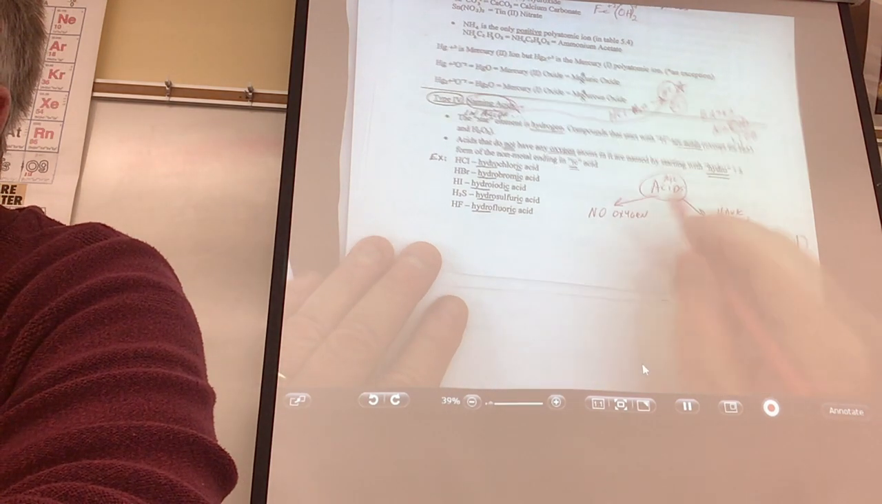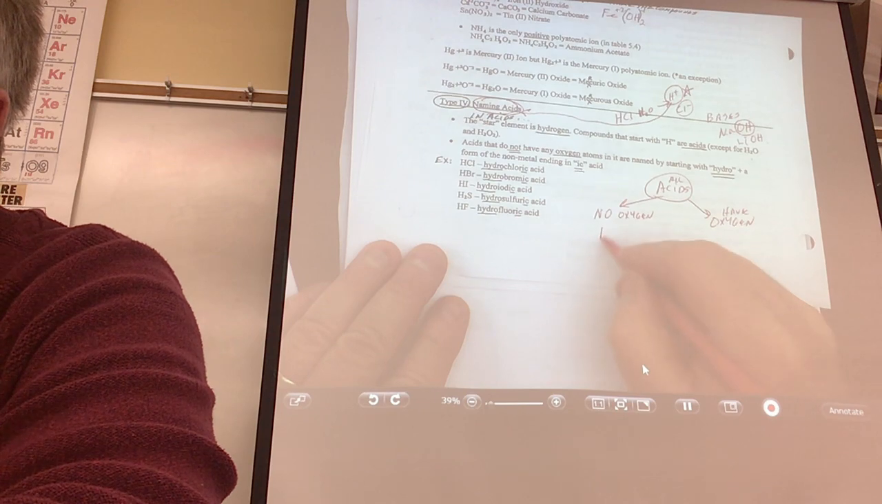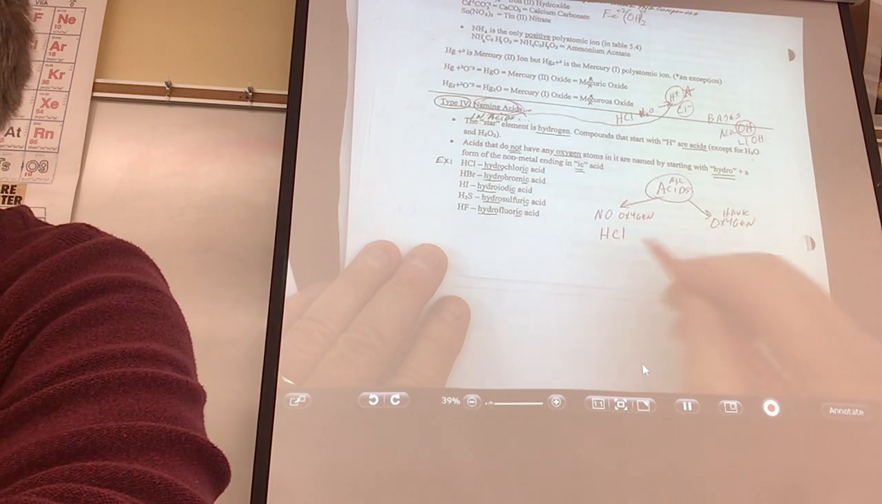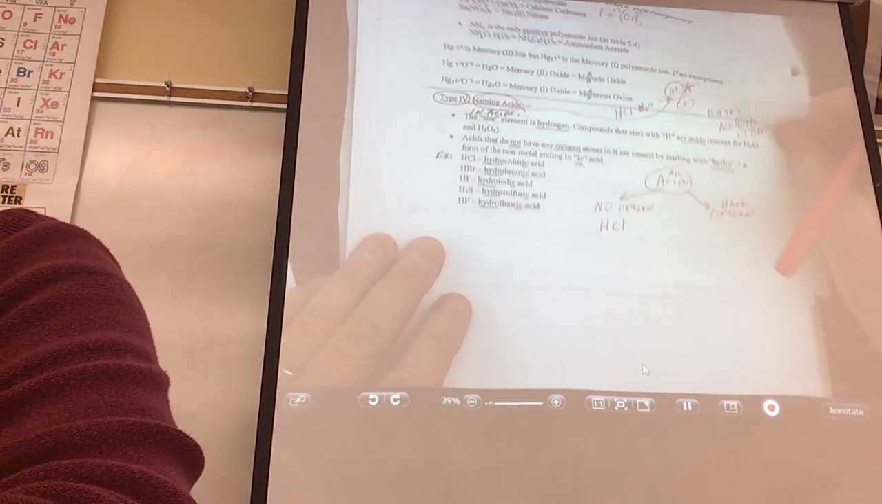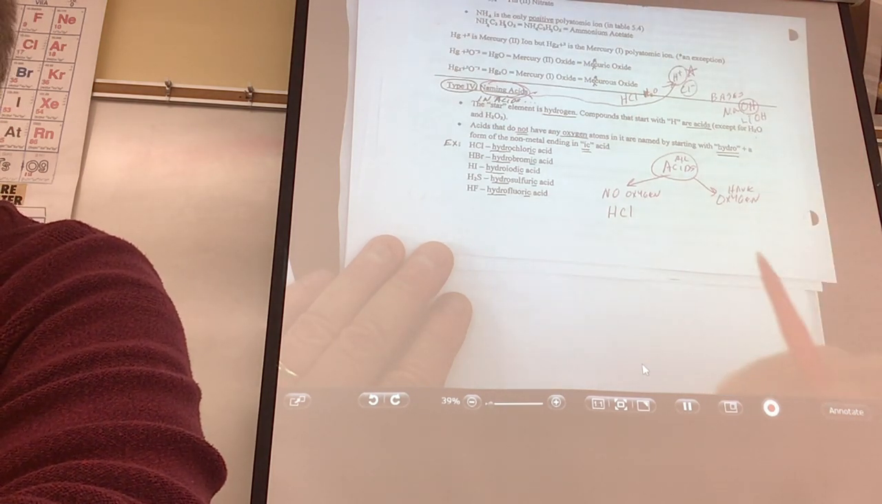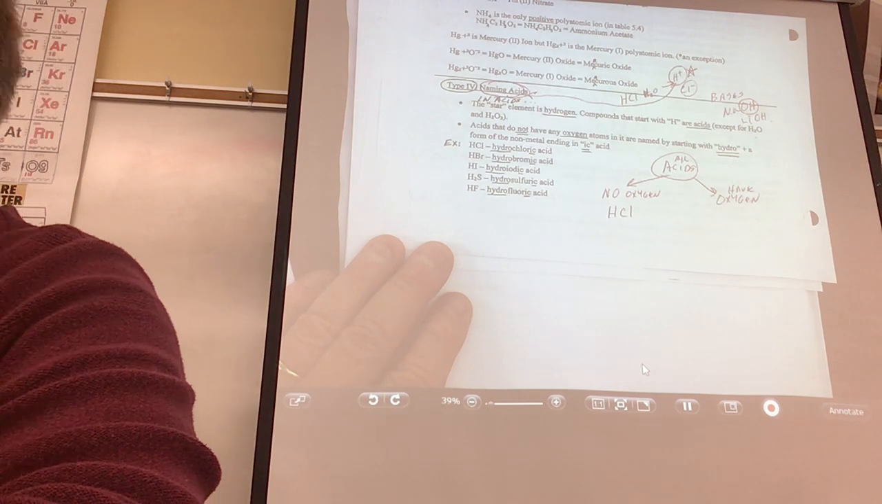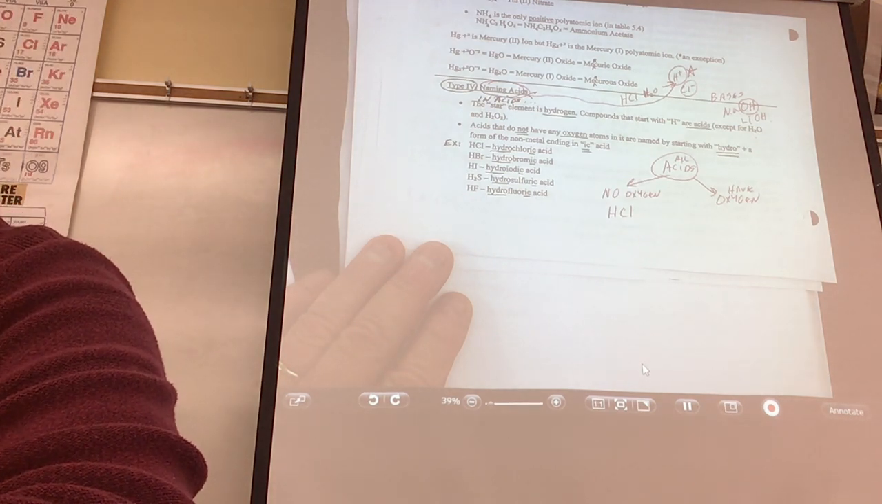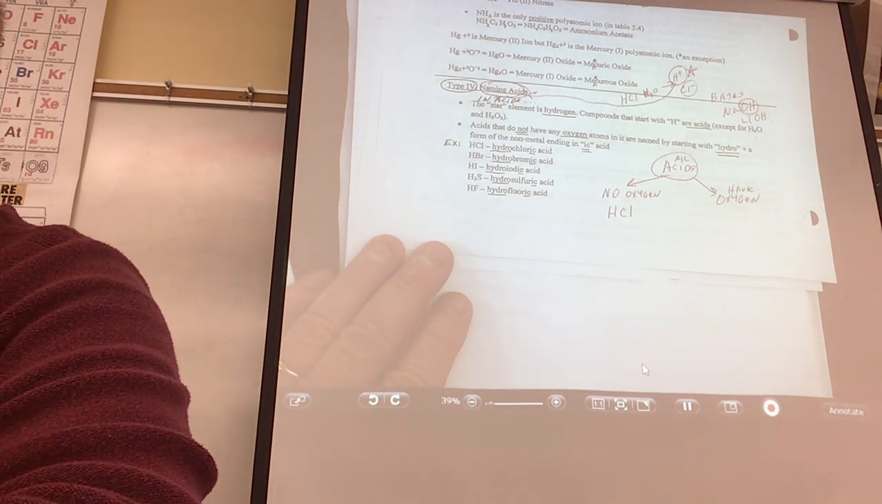First of all, if it has no oxygen, I want you to memorize this one right here. It's simple. It's the world's most famous acid. It's in your stomach, okay? If I was a middle school teacher and I wanted to write an acid, I'd probably write this one. Does anybody know the name of this acid?